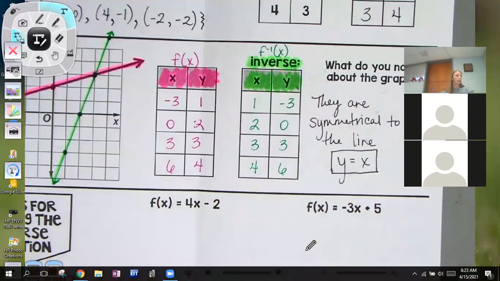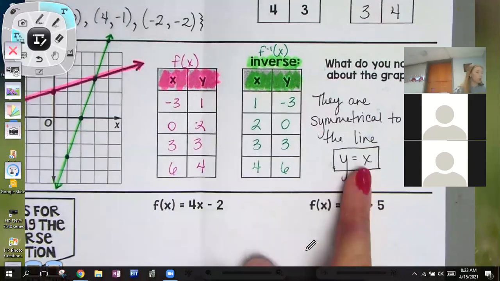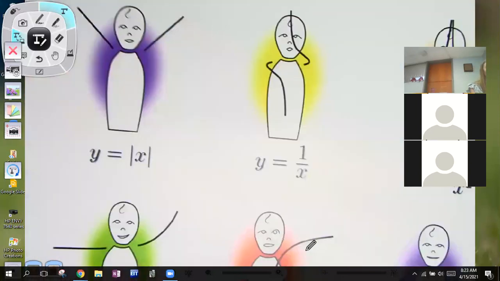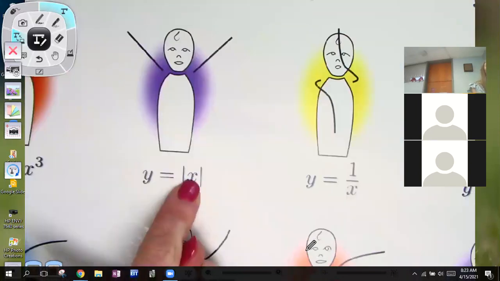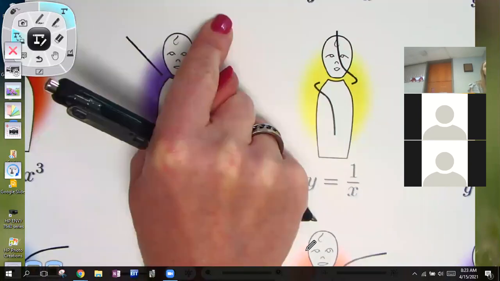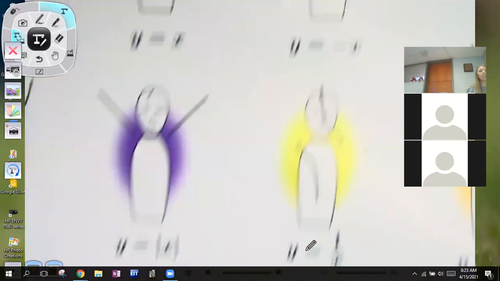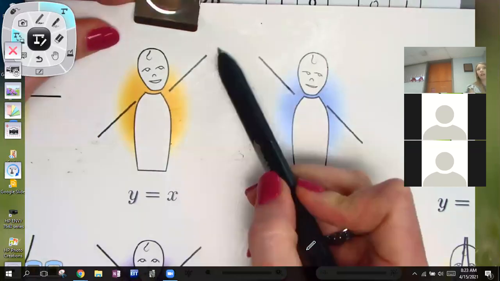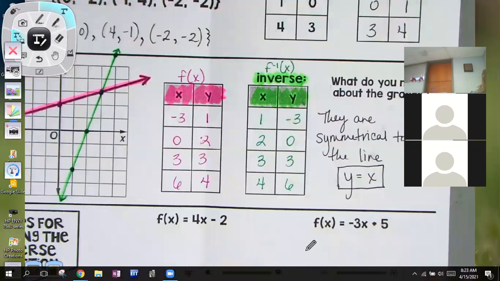that we don't see. But this is actually another parent function. So we talked about one of the parent functions last week: y equals absolute value of x. What did it form? A V. Well, y equals x is another parent function. It's just a straight line. So let's see how they got that straight line.